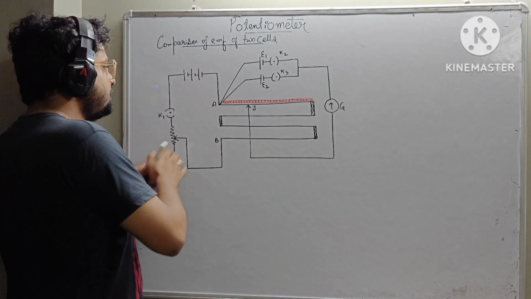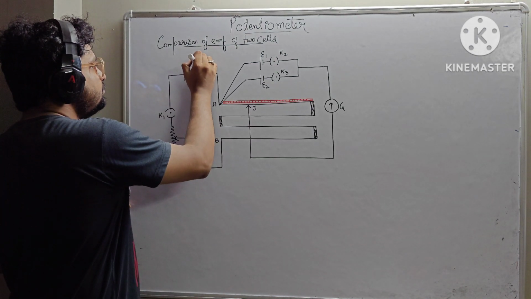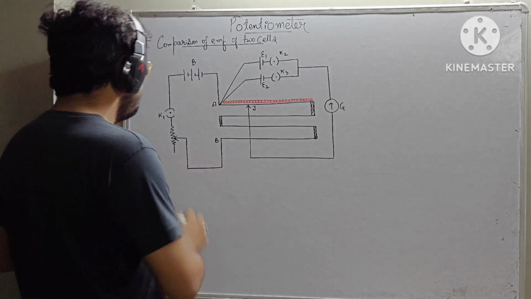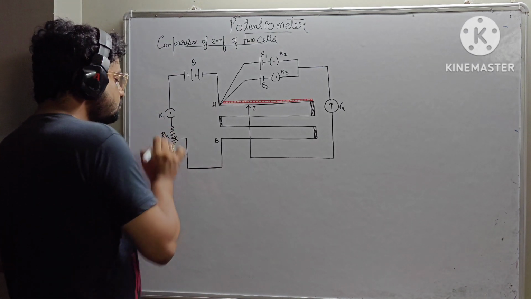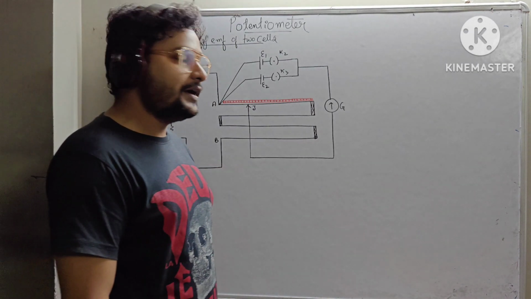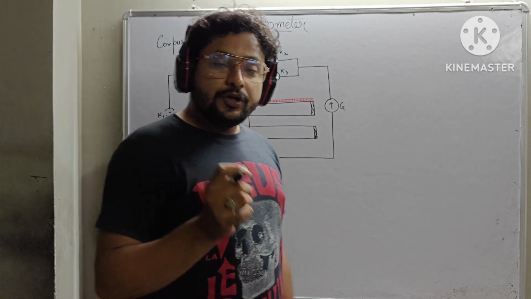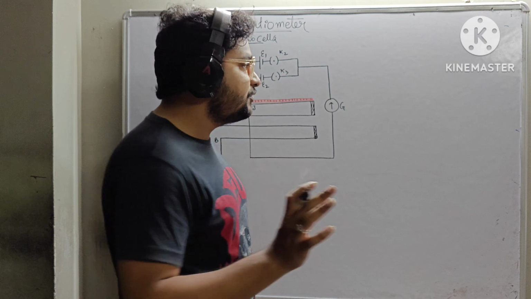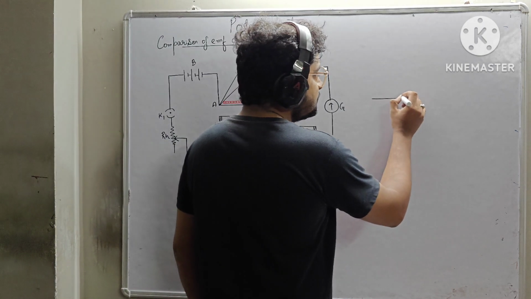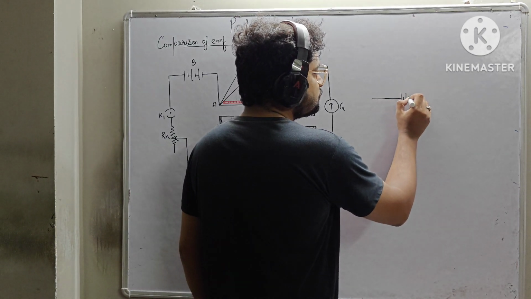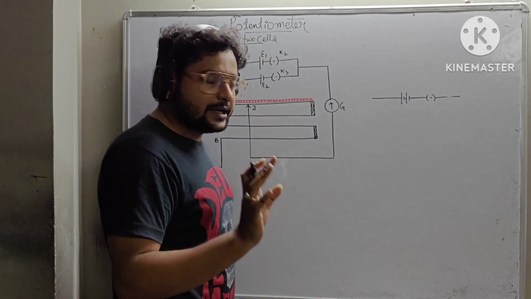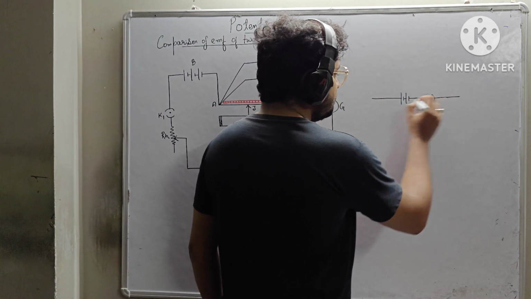Here we have a battery, suppose B. Here we have a key K1. Over here we have a rheostat. Now, if you have not seen my previous video, over there I explained clearly how to find out the EMF of a single cell. Suppose this is your potentiometer. The rheostat I am not connecting now to make things simple.